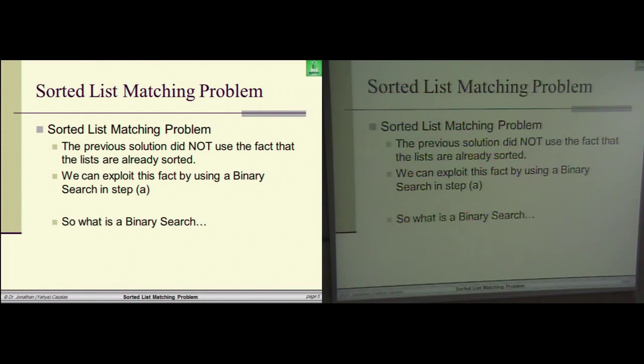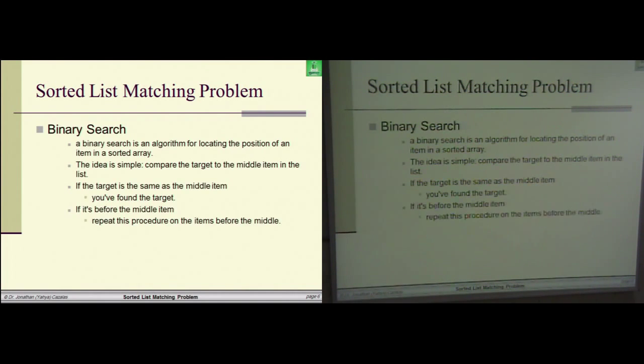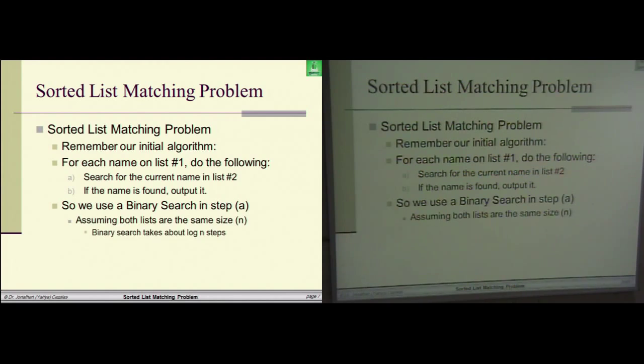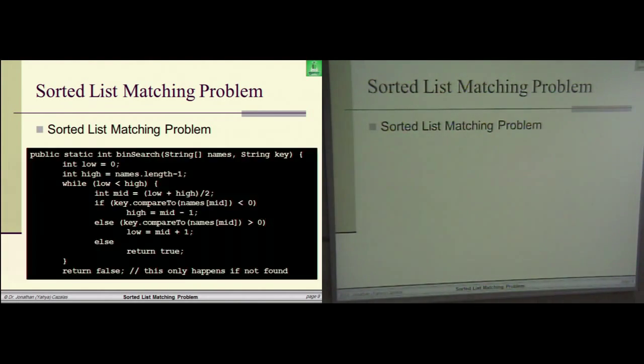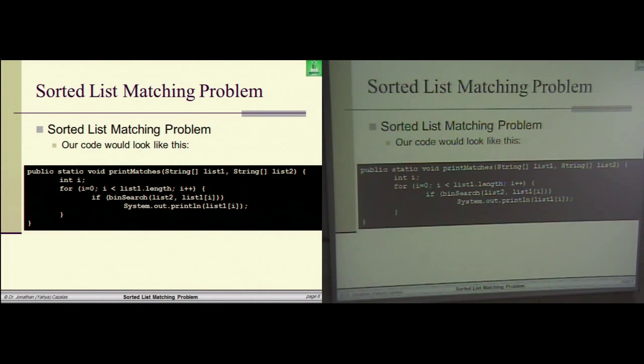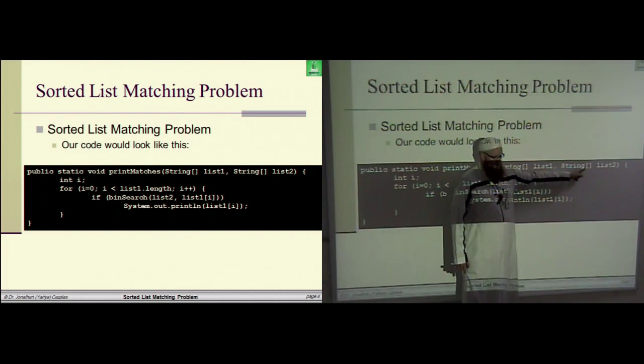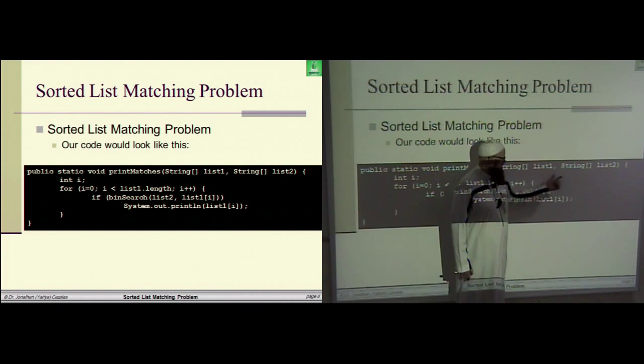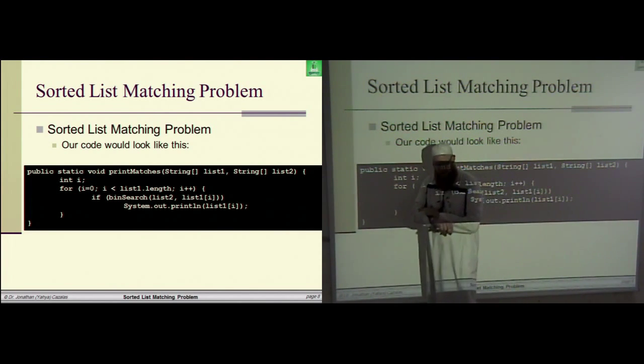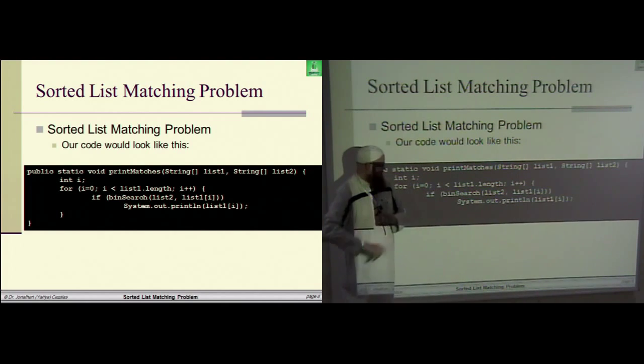I'm doing this quickly. So this is talking about what is a binary search. We just covered that. Okay? I'll just give a reminder if it's on a different day. So, here's our new code. We want to print our matches from list 1 to list 2. Here's list 1, here's list 2. We want to print everything that is common.